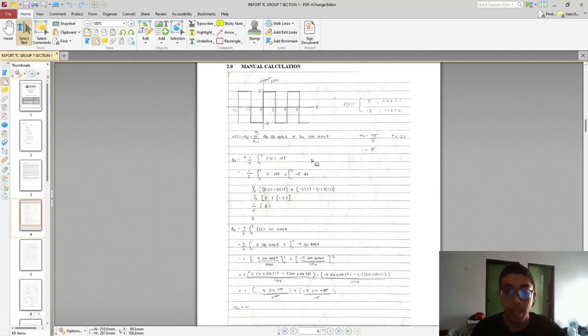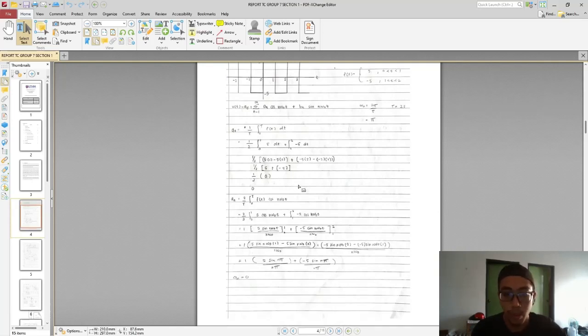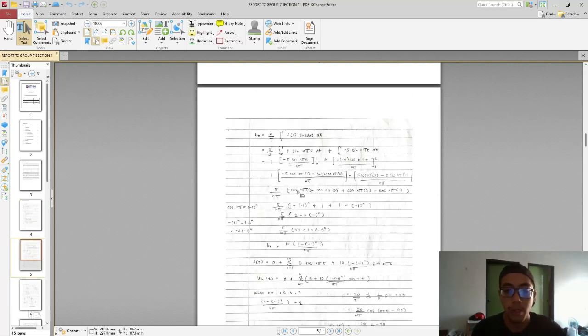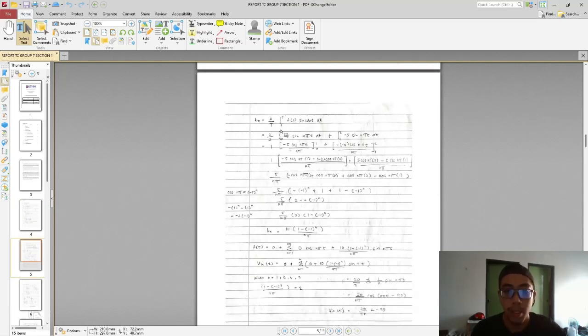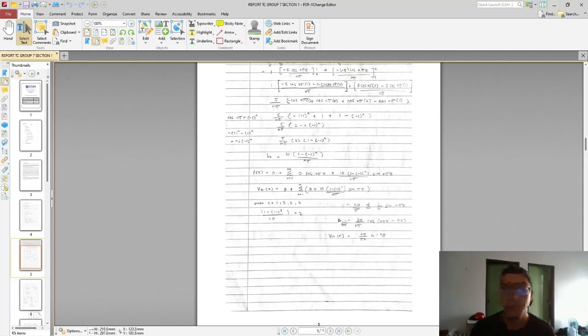We should find three elements. For a naught, we use the formula 1 over T, integral from 0 to T of f(t) dt, so we get the answer 0. For an, we use the formula 2 over T, integral from 0 to T of f(t) cos n omega naught t, so the answer is also 0. For bn, we use the formula 2 over T, integral from 0 to T of f(t) sin n omega naught t dt. So we get 10 multiplied by negative 1 to the power of n over n pi, for n equal to 1, 3, 5. So the voltage supply in the time domain is 20 over n pi, with the angle of negative 90.